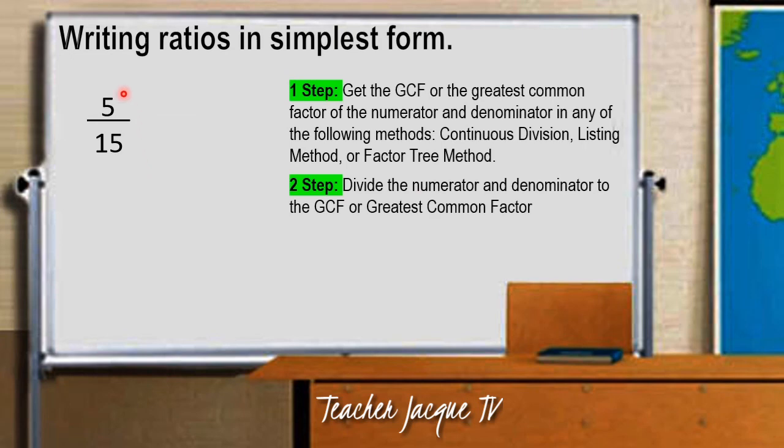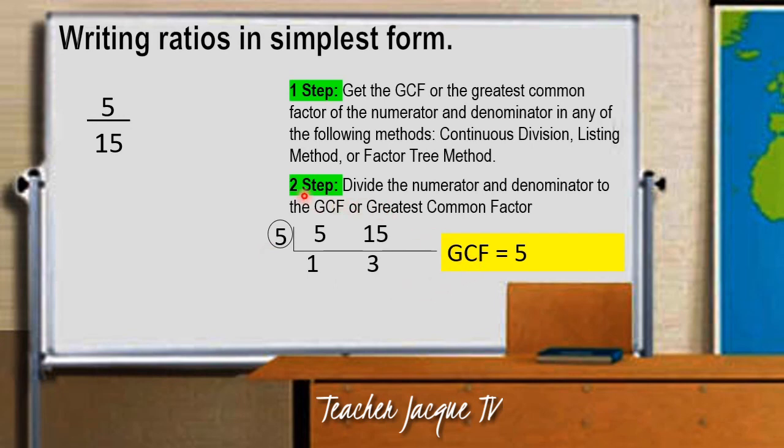So now let's get the GCF of 5 and 15 using the continuous division method. So 5 and 15 are both divisible by 5. So 5 divided by 5 is equals to 1. 15 divided by 5 is equals to 3. So we're done kasi wala ng common factor si 1 and 3. Therefore, ang ating GCF ay 5.